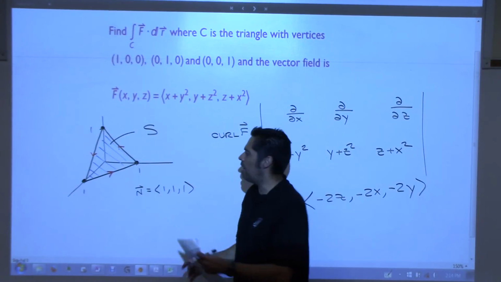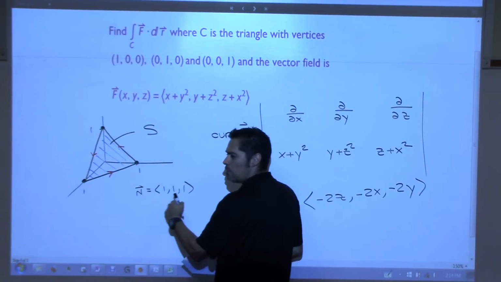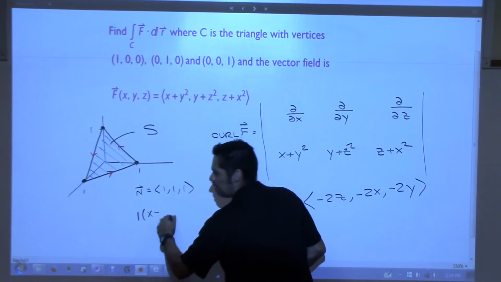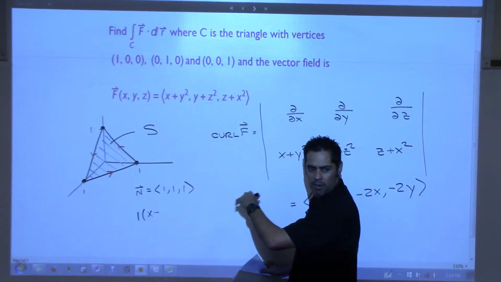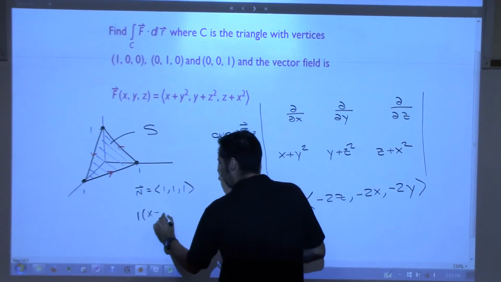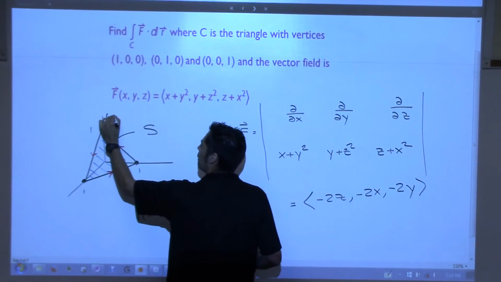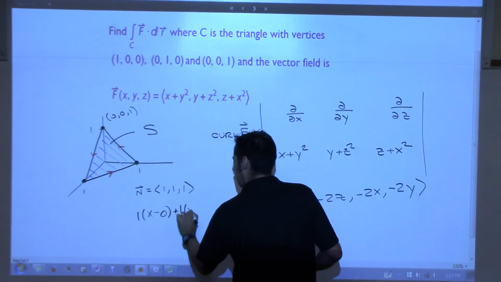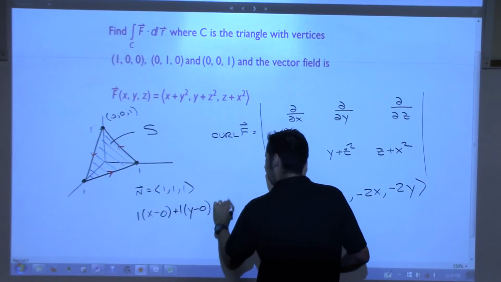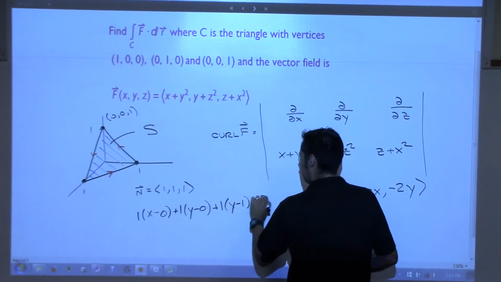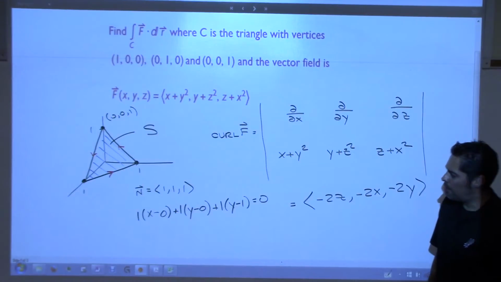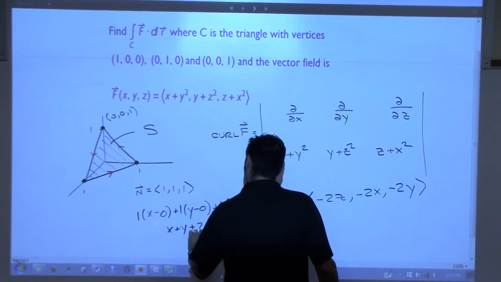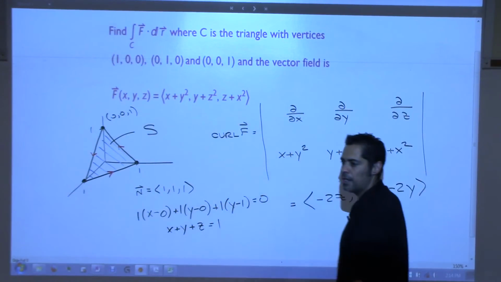And we can do that because we know all the points. This is the normal vector, so it should look like 1 times x minus x naught, 1 times y minus y naught, all that stuff. I'll just use this point right here, 0, 0, 1. If you do all that, you come up with x plus y plus z equals 1 when you put them all together.